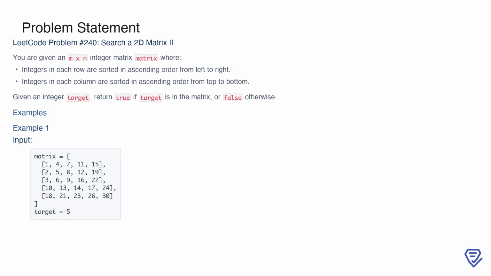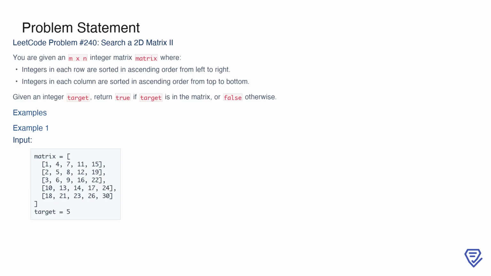In this problem, you are provided with an m by n integer matrix. The key property of this matrix is that each row is sorted in ascending order from left to right, and each column is also sorted in ascending order from top to bottom. Your task is to determine whether a given integer, called target, exists in the matrix. If the target is found, you should return true, otherwise, return false.